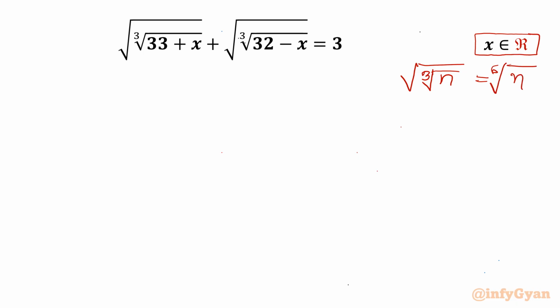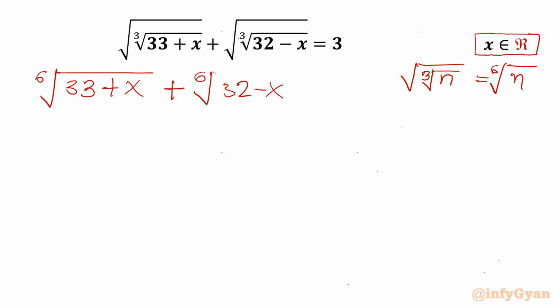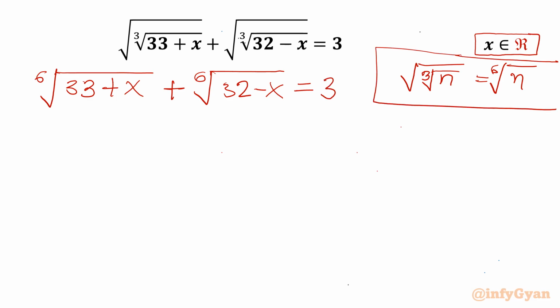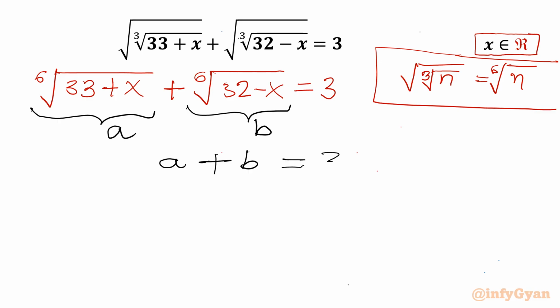So I can write our equation as 6th root 33 plus x plus 6th root 32 minus x equal to 3. Now the turn of substitution. I will consider our first radical equal to a. Second radical, here I will be writing b. So the very first equation which I can easily write, a plus b will be 3.